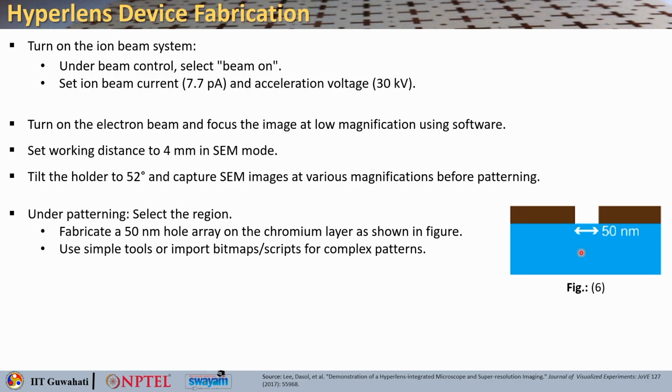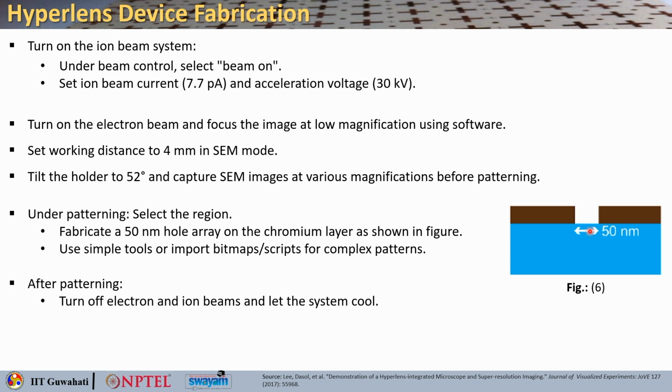For that you can consider fabricating a 50 nanometer hole array on the chromium, as you can see here, and then you can use simple tools or import bitmaps or scripts for any kind of complex structure. So, here it is a hole, so it is simple. If it is a complex structure, you can make that pattern using scripts or by importing the bitmaps.